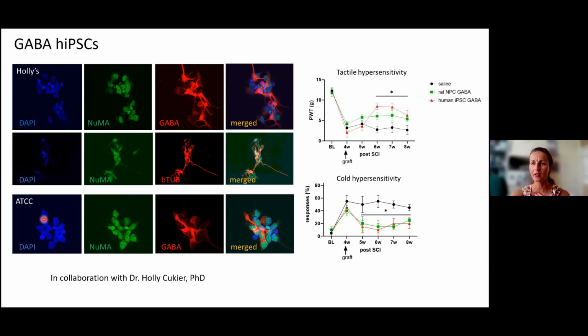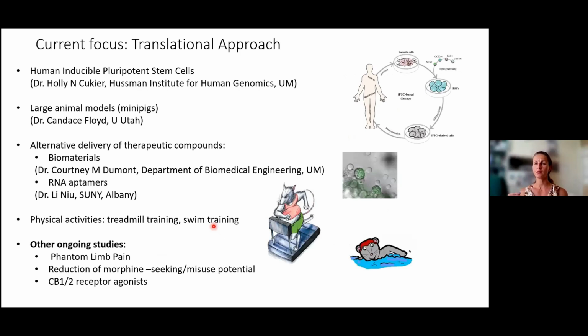These are cells that we purchased from a commercial source, the ATCC company. With technical help from Dr. Kukier's lab and a published protocol, we were able to transform those cells into the GABAergic phenotype. So now we will be testing GABAergic cells from different sources for their survival and for their analgesic effect in our model. That's one of the focuses of our research currently.